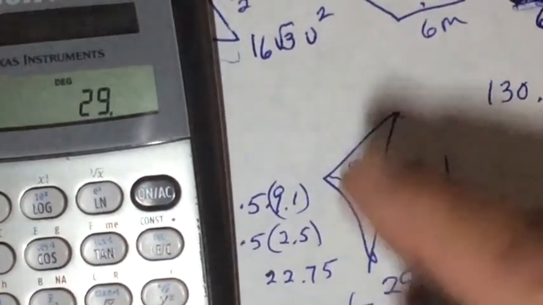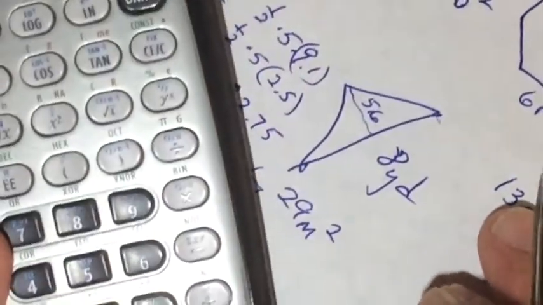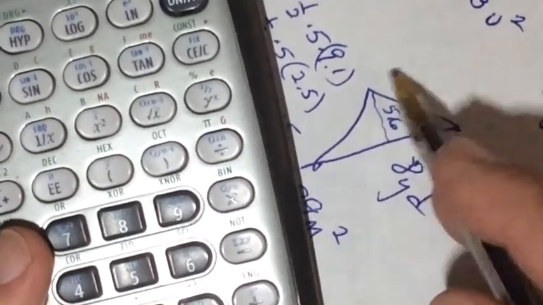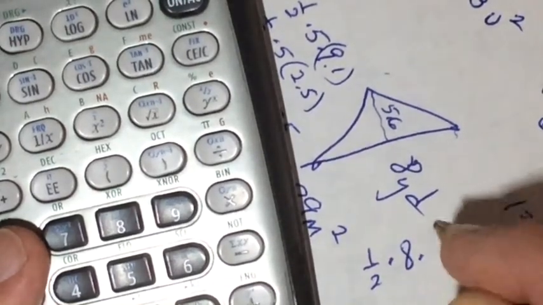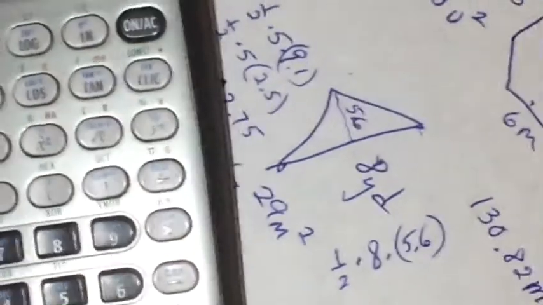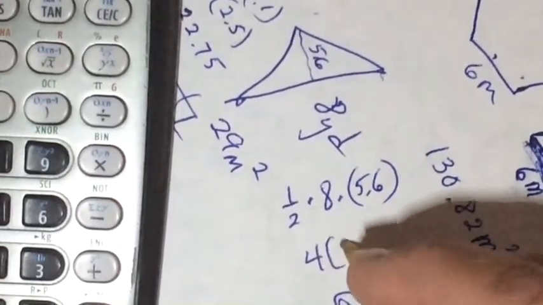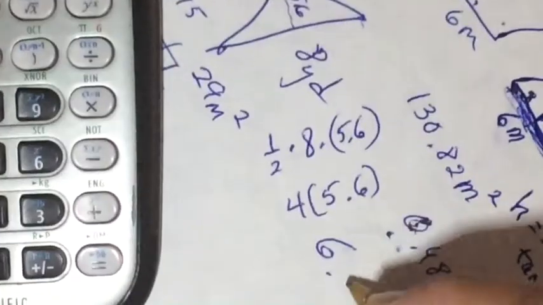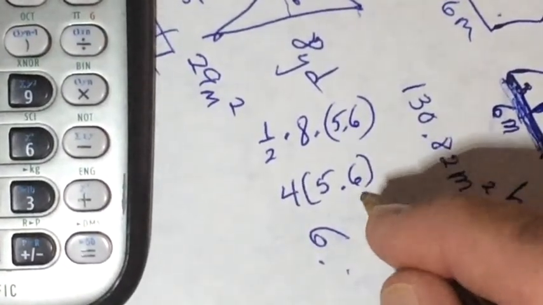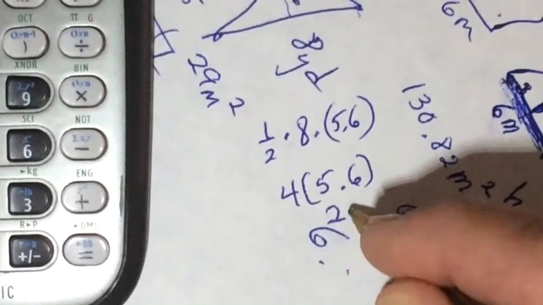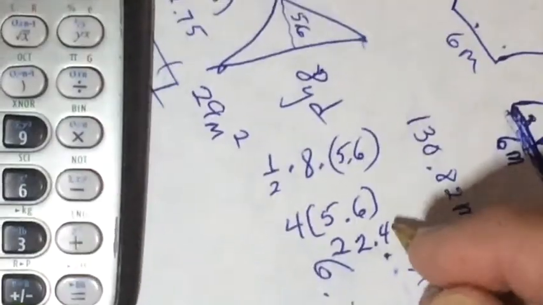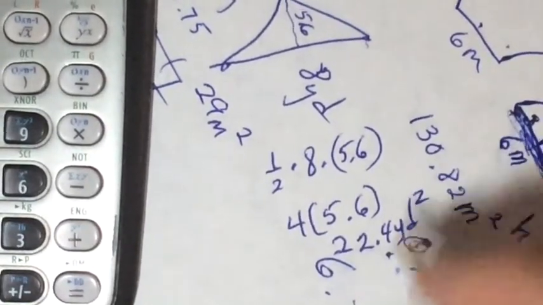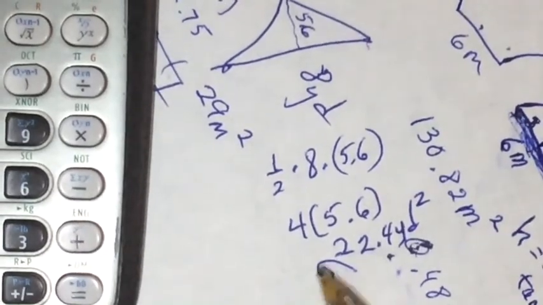Okay. This triangle, which was the next problem, is just easy if you turned it on its side because you've got the base and you've got the height. So 1/2 times 8 times 5.6 is 4 times 5.6, and 4 times 5.6 is 22.4. And that was yards squared. Okay.